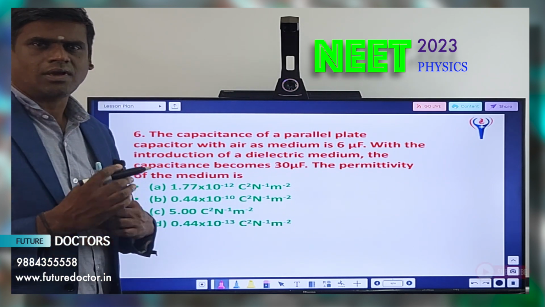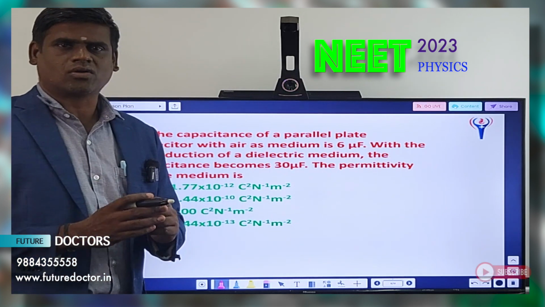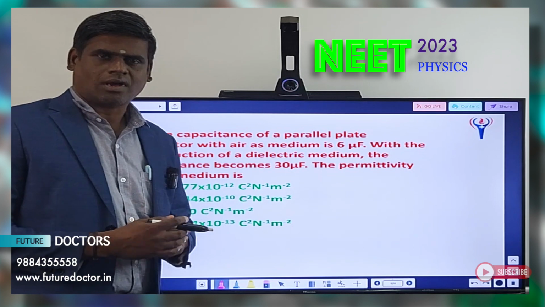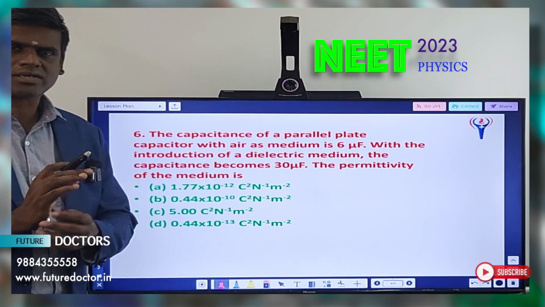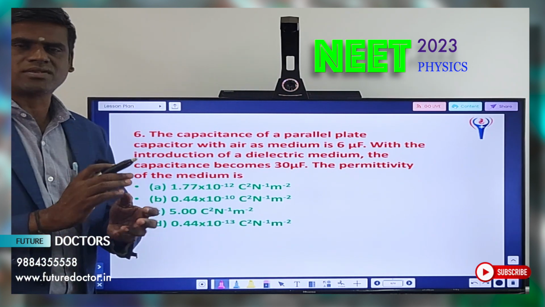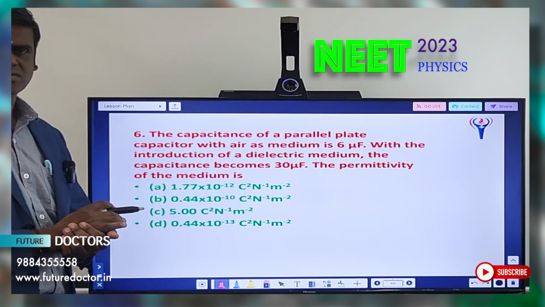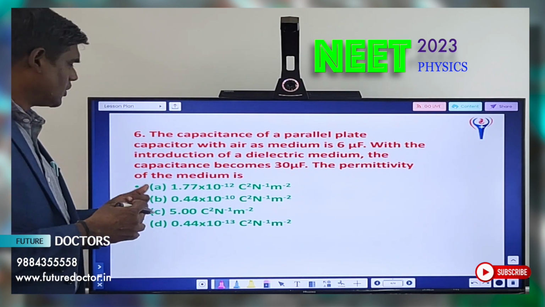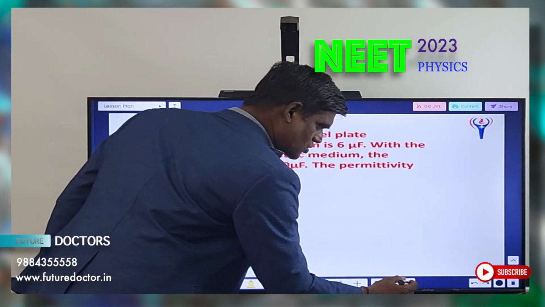Here you should know the formula for a parallel plate capacitor in air medium and also in the dielectric medium. And by finding the ratio, you will get some value, and you should know the relationship between permittivity of the medium and permittivity of free space or vacuum, and relative permittivity or dielectric constant. By knowing this formula, you are able to derive and solve this question. Let's move to the last question.